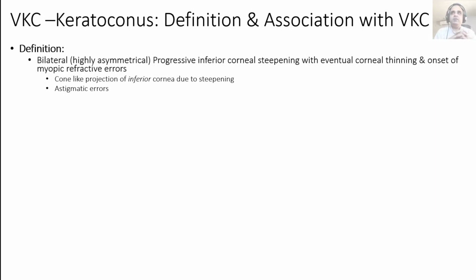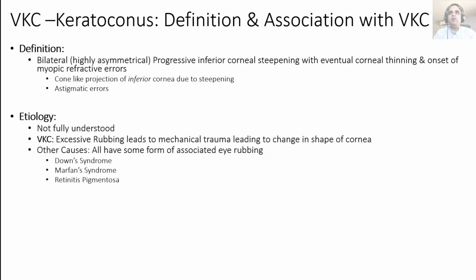And again, as we talked about, myopic refractive errors, especially astigmatic errors, because when your cornea changes shape, remember, it causes astigmatism. And the greater the change in shape, the greater the astigmatism. And again, as I said, etiology is not clearly understood. It's basically other causes. And in fact, all of these causes are associated with rubbing, of which VKC is the most important cause. And the theory is it's just the mechanical pressure that causes steepening.